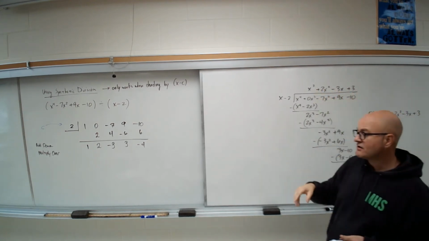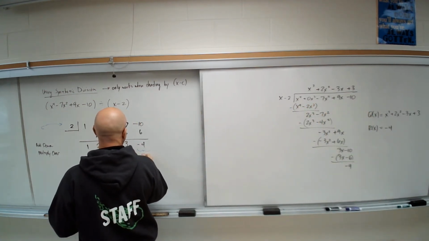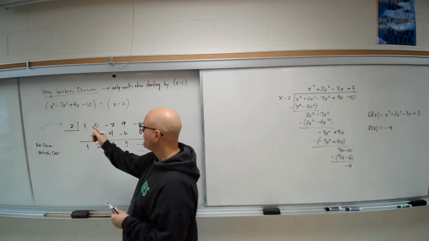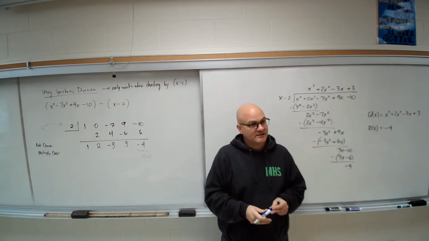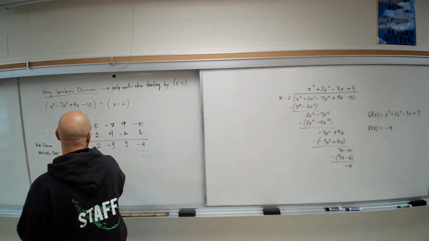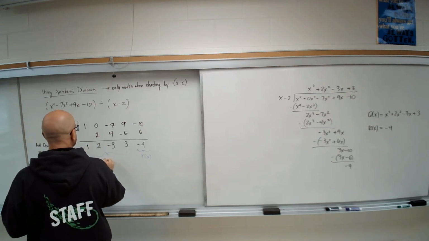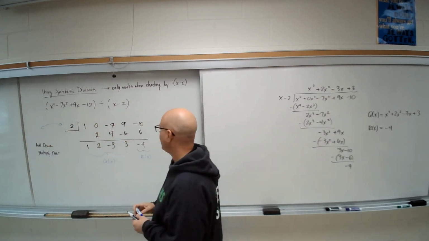So what you'll find is always this bottom row, this last number here, will be our remainder. We divided by a linear factor, so we know the remainder has to be a constant, because it has to be degree 0. And then right here, this will represent the coefficients of the quotient. That will be the quotient.